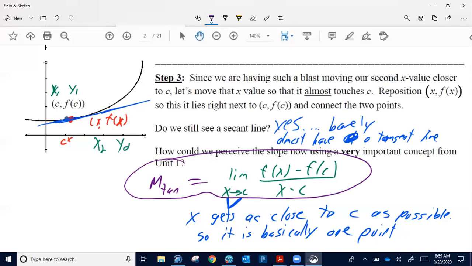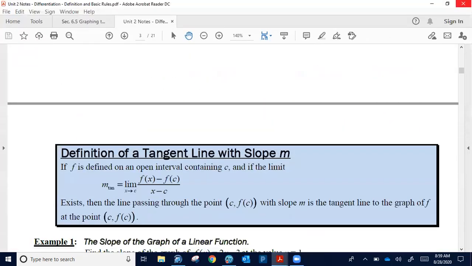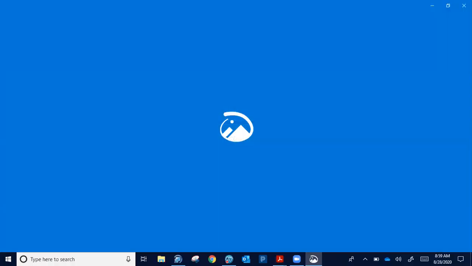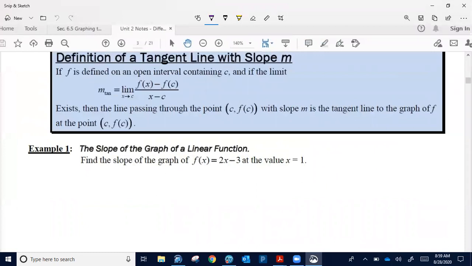The slope of a tangent line is the limit as x approaches c of f of x minus f of c over x minus c, which is the definition of a tangent line, given up top here. So again, the slope of a tangent line means the slope at a single point, which goes against everything you've ever been taught. You always need 2 points to find a slope. Now you don't. Calculus says you can find the slope at any individual point as long as you calculate the limit as 2 points get infinitesimally close together of f of x minus f of c over x minus c.